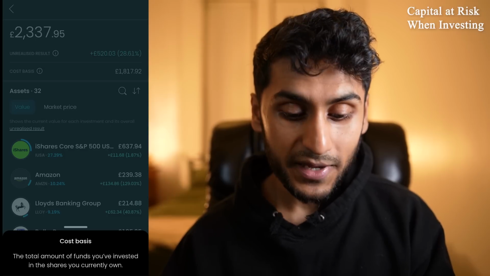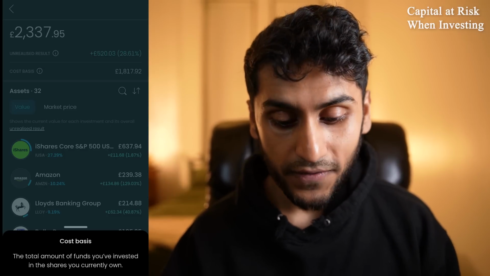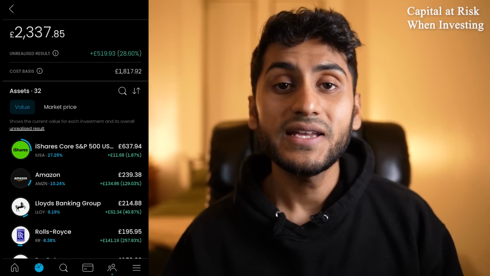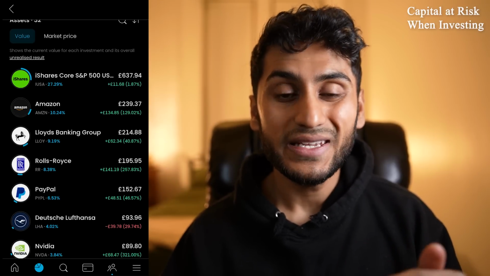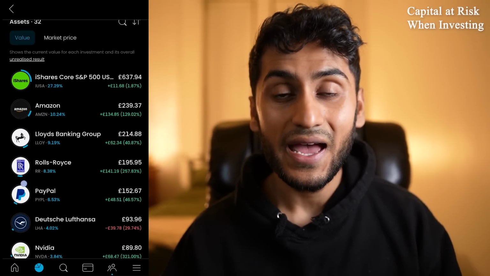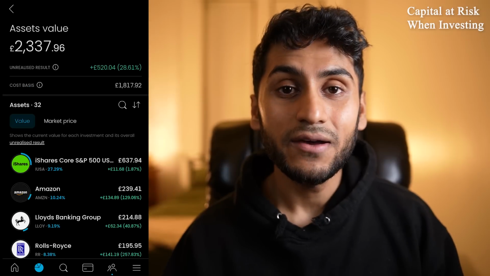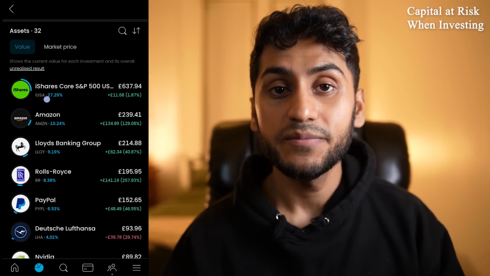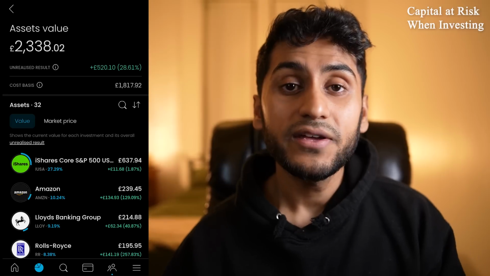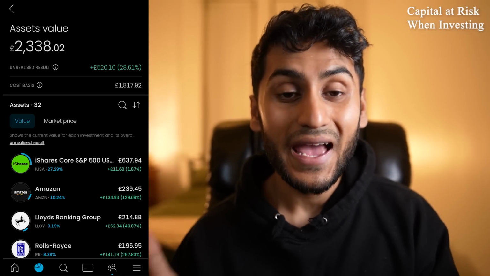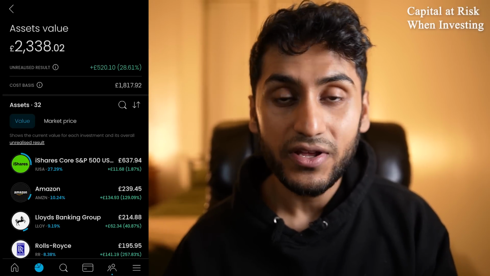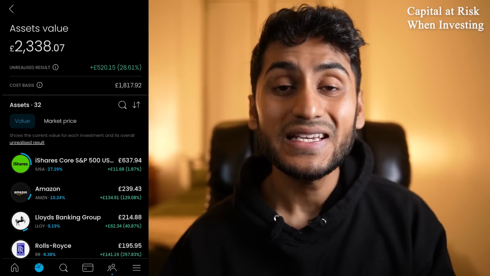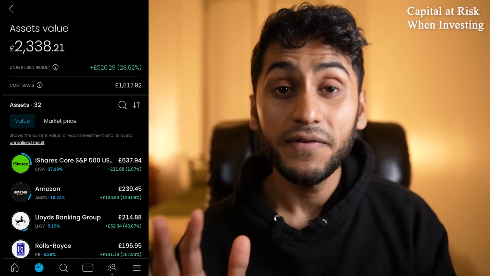The cost basis calculation is the total amount of funds you've invested in the shares that you currently own. Basically, what I understand from this is that's how much I actually put into these holdings within my portfolio. Right now I do hold a lot in cash, and these are all my holdings, the iShares Core S&P 500 being my top holding. But now that Trading 212 has cost basis and clearly outlines the unrealized result, in this portfolio, for example, I am up by 28.61%, and that is a return of around £520.